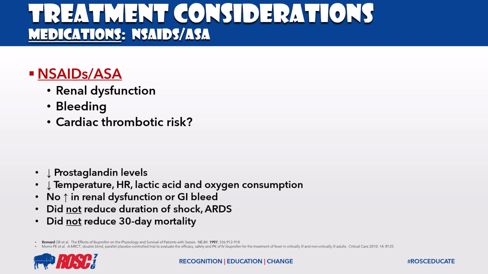demonstrated that giving an NSAID decreases prostaglandin levels, which we knew. It also decreased temperature, heart rate, lactic acid, and oxygen consumption. And most importantly, there was no increase in renal dysfunction or GI bleeds. However, it didn't reduce the duration of shock or ARDS, and it did not reduce 30-day mortality.